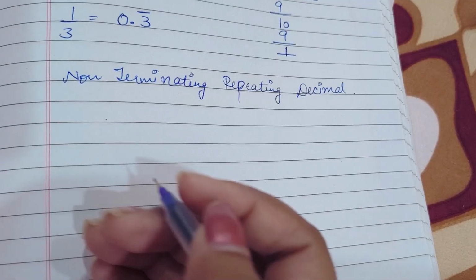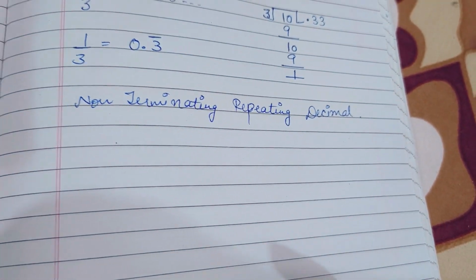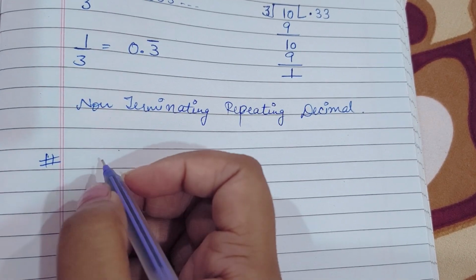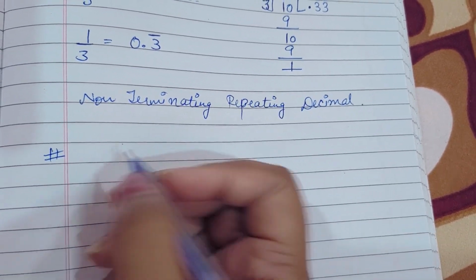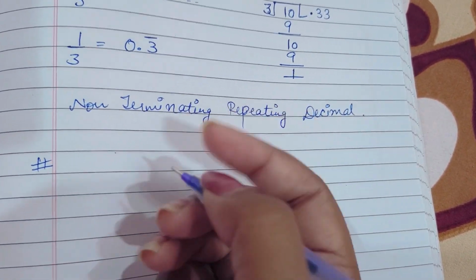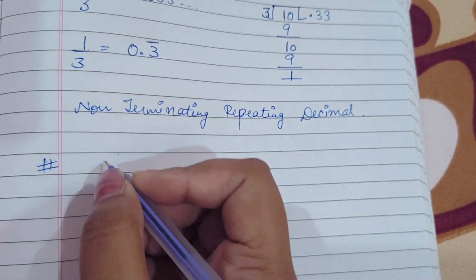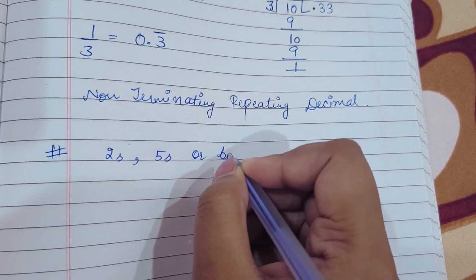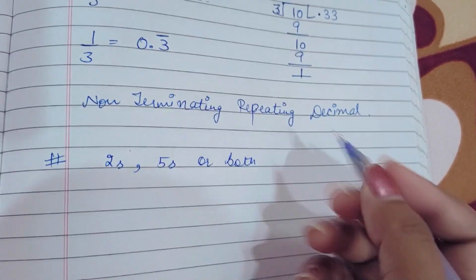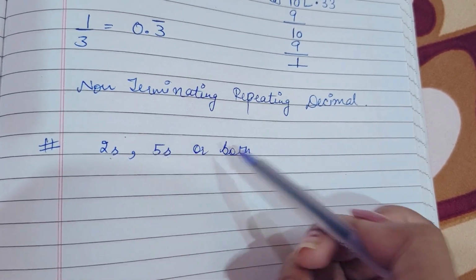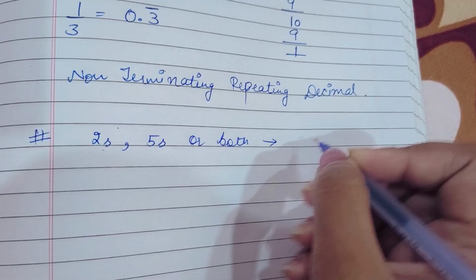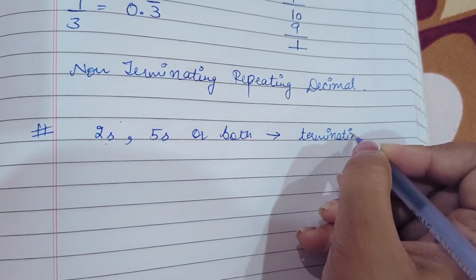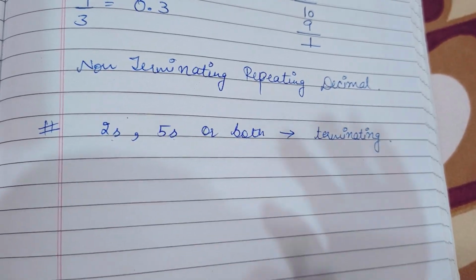Here is a secret trick to impress your teachers. Look at the denominator. If the prime factors of the denominator are only 2, multiples of 2, multiples of 5, or both, then the decimal is terminating.